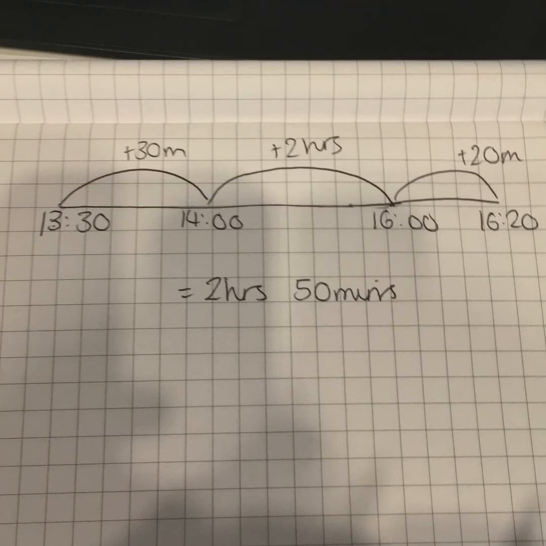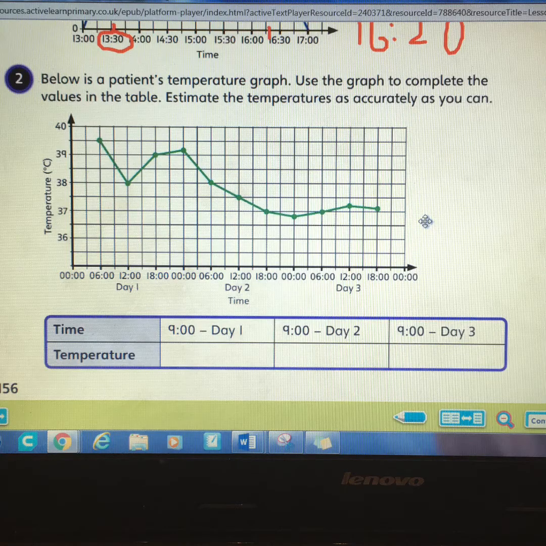This is obviously a bit of an estimate because it was tricky to see what time it went below 500 metres. So if you've got kind of 5 minutes either way, I would give you the mark. Well done. Right then, number 2.